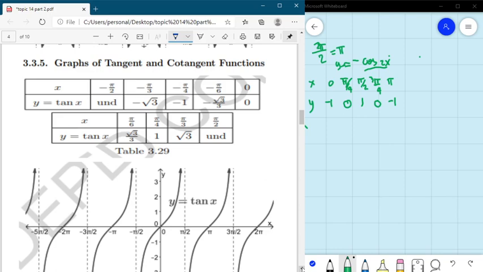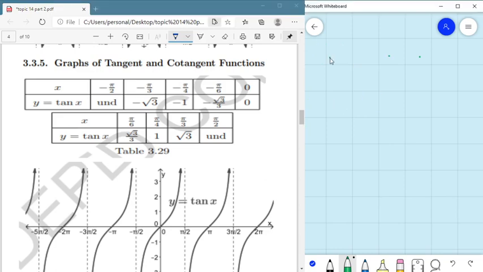So, in this case, the period of tangent is pi over b. And then the vertical asymptotes are x equals plus minus pi over 2b.